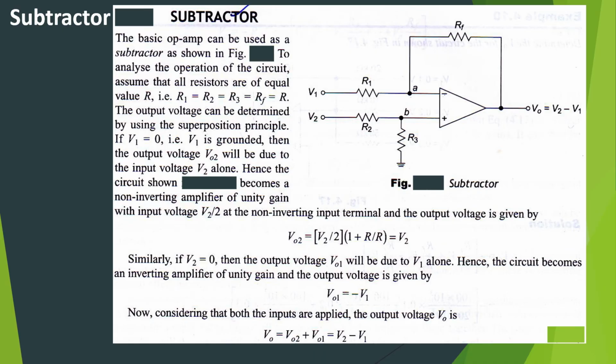Similarly, if V2 equal to 0, then the output voltage V01 will be due to V1 alone. Hence, the circuit becomes an inverting amplifier of unity gain, and the output voltage is given by V01 equal to minus V1. Now, considering that both the inputs are applied, the output voltage V0 is V0 equal to V02 plus V01. So, if you substitute that, V0 equal to V2 minus V1.